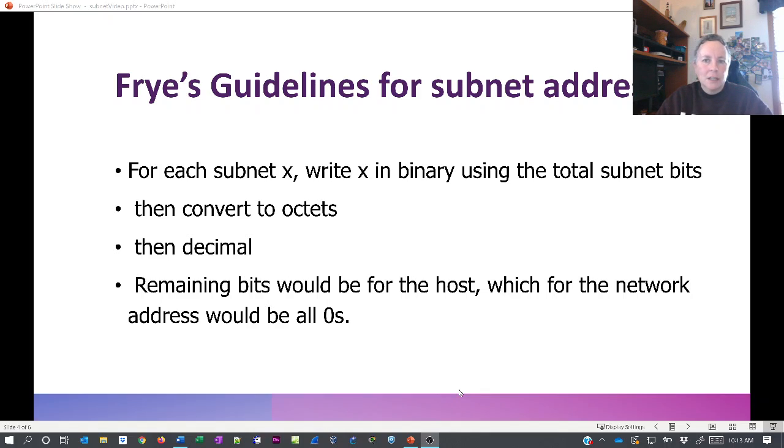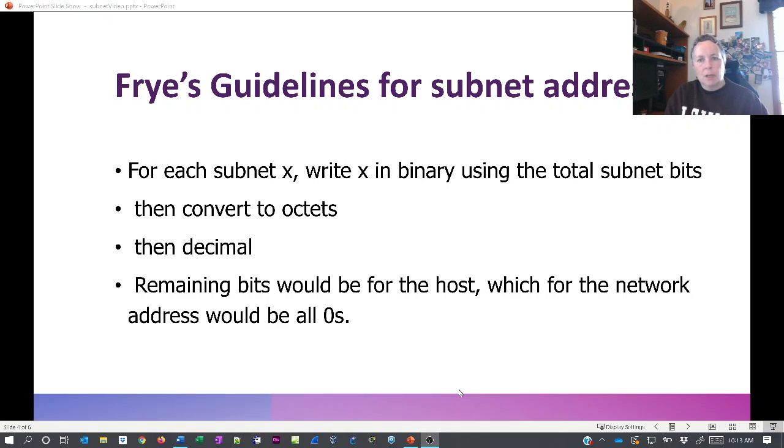So my guidelines for creating these subnet addresses are these simple rules. For each subnet X, what you want to do is write X in binary using the total subnet bits. So if you're working on subnet 1, you want to write the number 1 in binary using the number of bits you've identified for the subnet. And then for the host bits, when you're working with the network address, your host bits will be all 0.